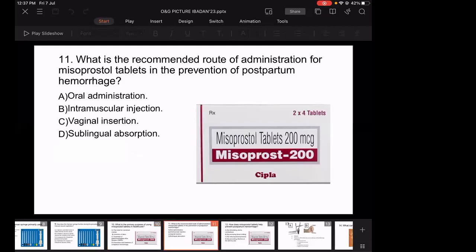What is the recommended route of administration for misoprostol tablets in the prevention of postpartum hemorrhage? A. Oral administration. B. Intramuscular. C. Vaginal. D. Sublingual. Which one is more effective? Vaginal. Yes, vaginal is the most effective, although nowadays sublingual is being used, but the vaginal is the recommended route.